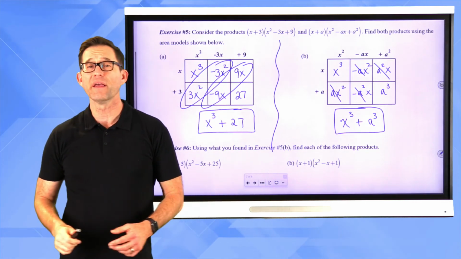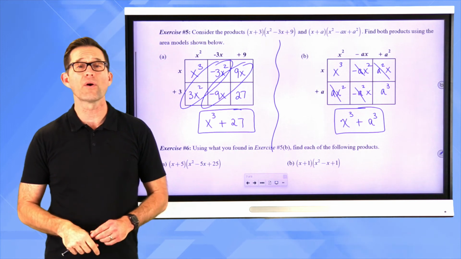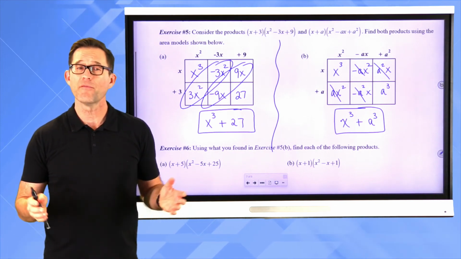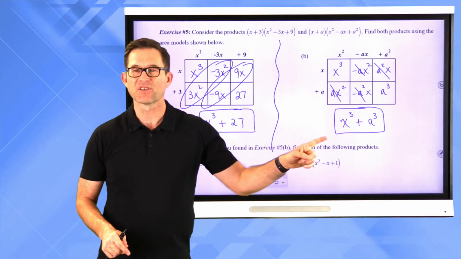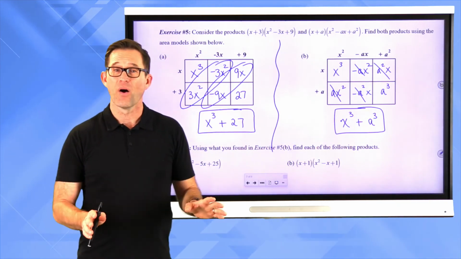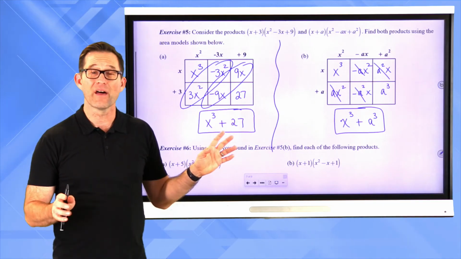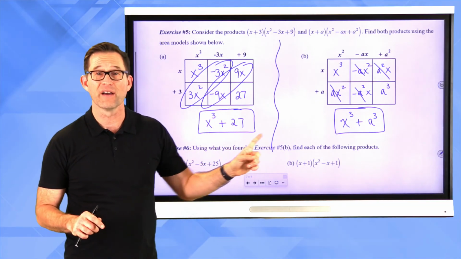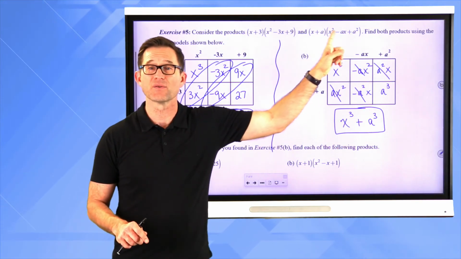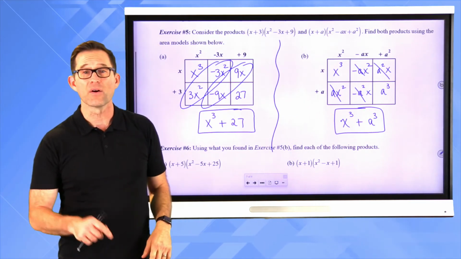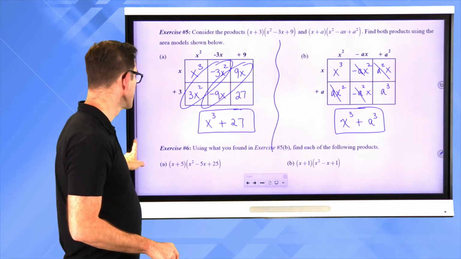This is going to form the basis in a future lesson of what we call factoring the sum of perfect cubes. x cubed plus 3 cubed, x cubed plus a cubed. Now, we're going to actually end up a lot of times going backwards. If we recognize this, we can make it into this. Or recognize this, we can make it into that. Here, I want to go in the forward direction.